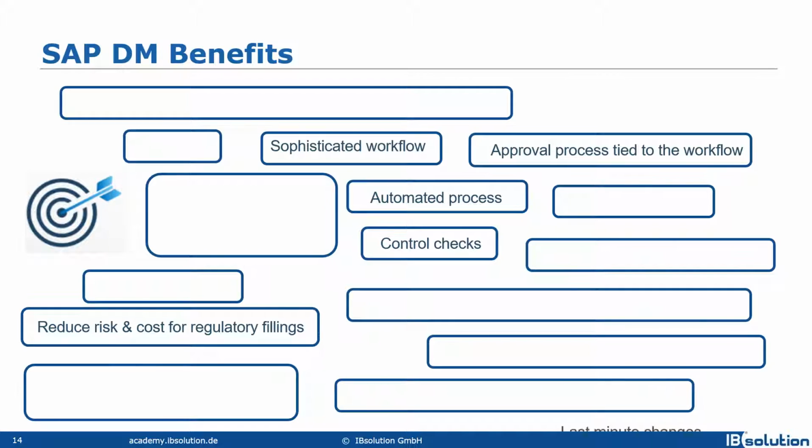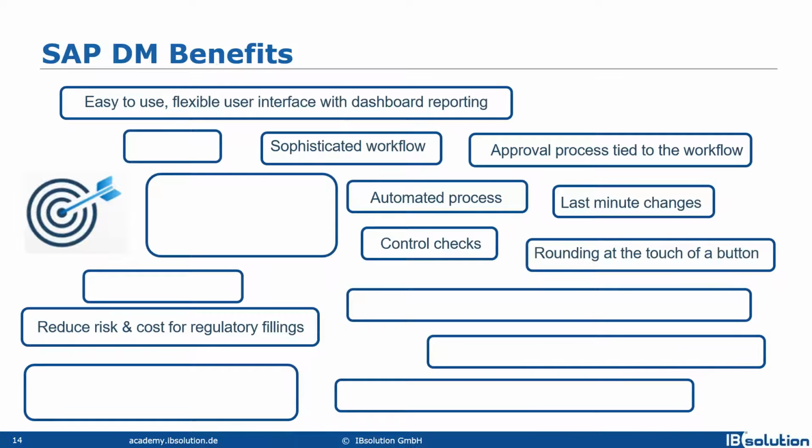It has a workflow and approval process, which we mentioned already. It can accommodate last-minute changes easily. It has a flexible user interface, and you can design your reports as you like. Rounding is not an issue because you have a tool in place. You can also do a roll forward, which is a functionality within DM, which saves a lot of time when next year comes and you have to prepare your statements again.